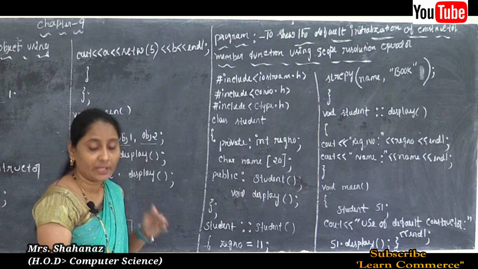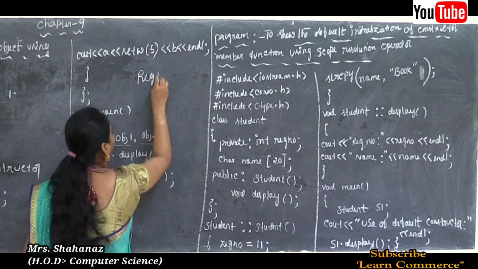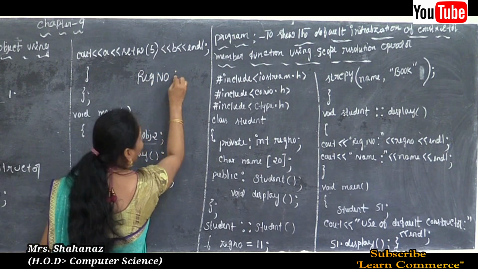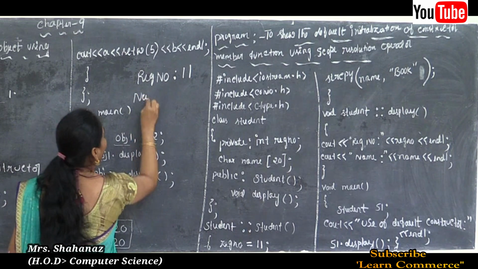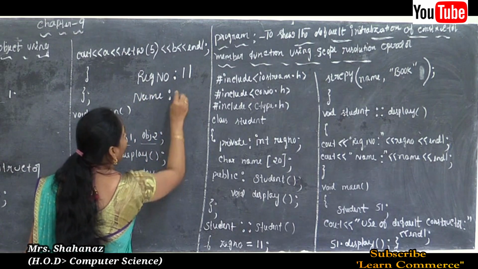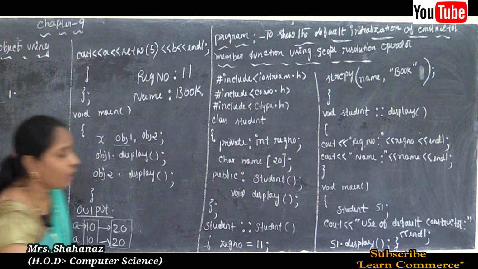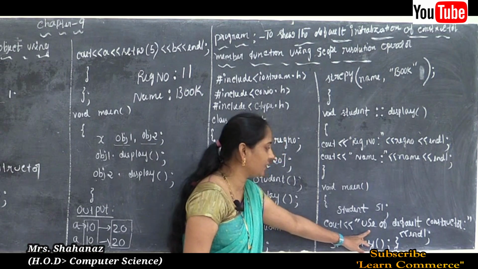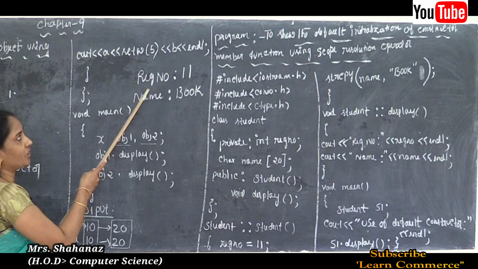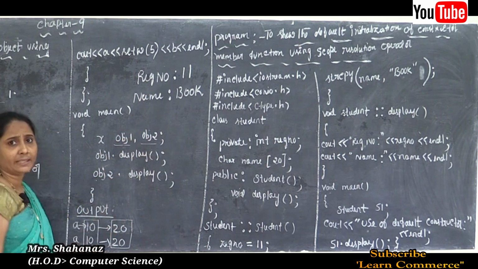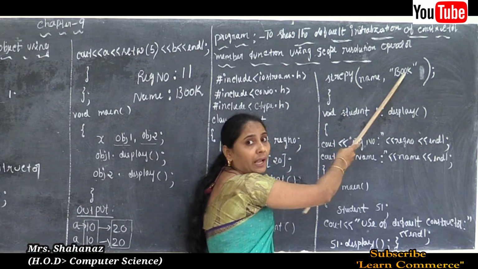But before going to display the register number and name value, it is going to display the output as register number, and the register number is 11 in this case here, and later next one the name value is going to display, maybe the name value is book. But before going to display all those information, first of all it is going to display the message "use of default constructor", and afterwards it is going to display register number 11 and name, that is book. How did you get such a book? Why? Because we already copied from one string to the other string.